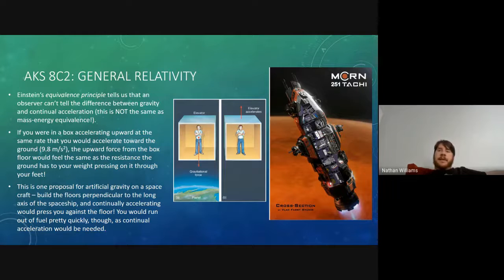And because they build their ship floors perpendicular to the long axis of the spaceship, they act as an actual floor. So as the spaceship accelerates, the people can walk about on the floor because there's a force pressing against their feet. And again, if they move at or near 1g, which is 9.8 meters per second squared, then it'll feel like they're in Earth's gravity.